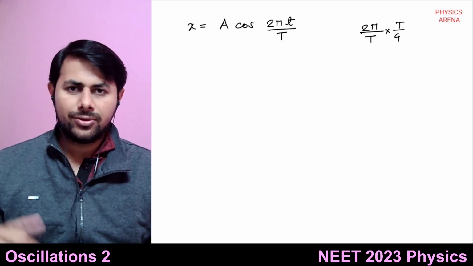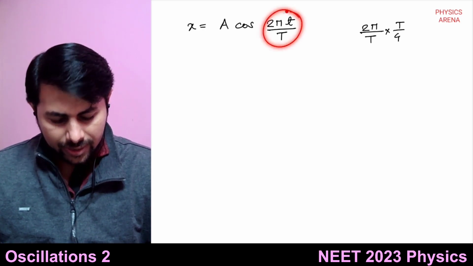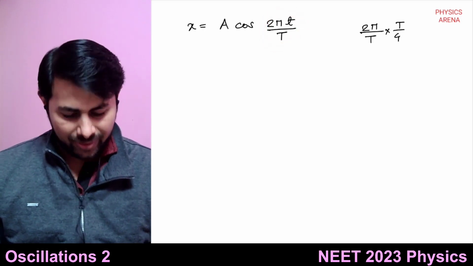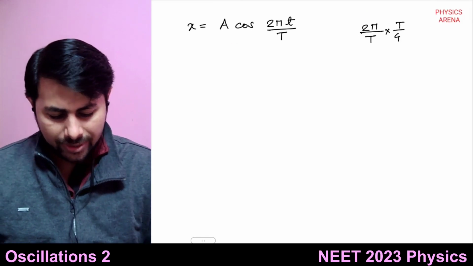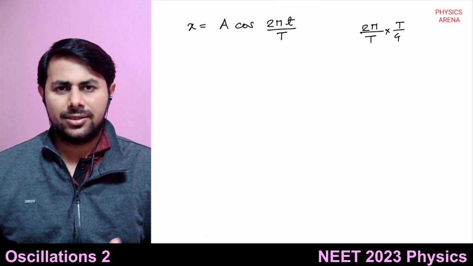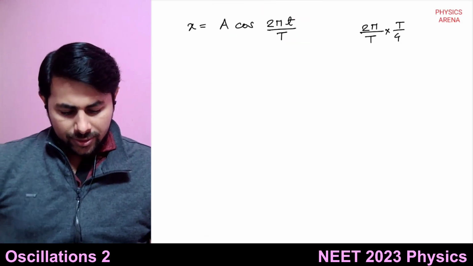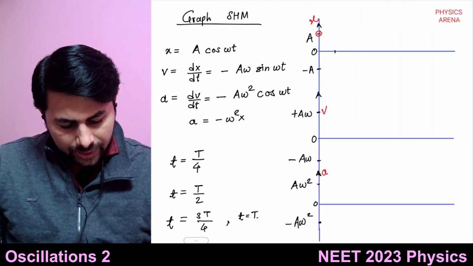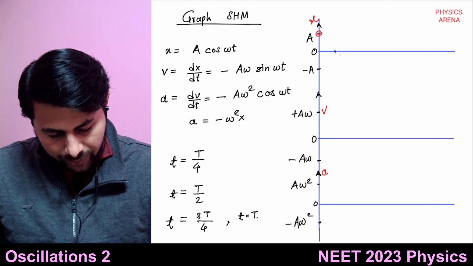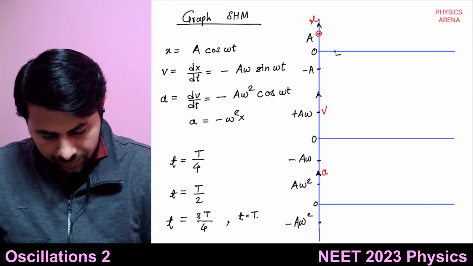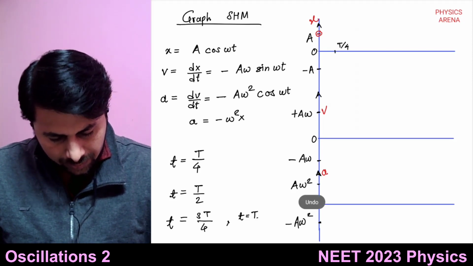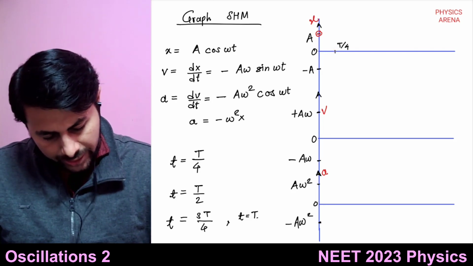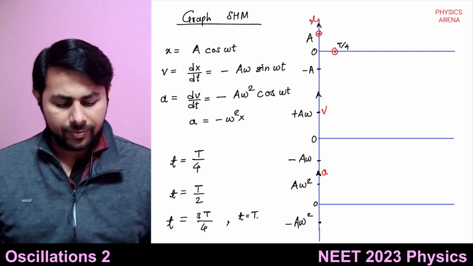So for t equals T by 4, this angle will become pi by 2. Okay, so what is cos of pi by 2? Pi by 2 is 90 degrees. Cos of 90 degrees is 0. So for T by 4, what will happen? It will go to 0. Okay, so you get this next point.